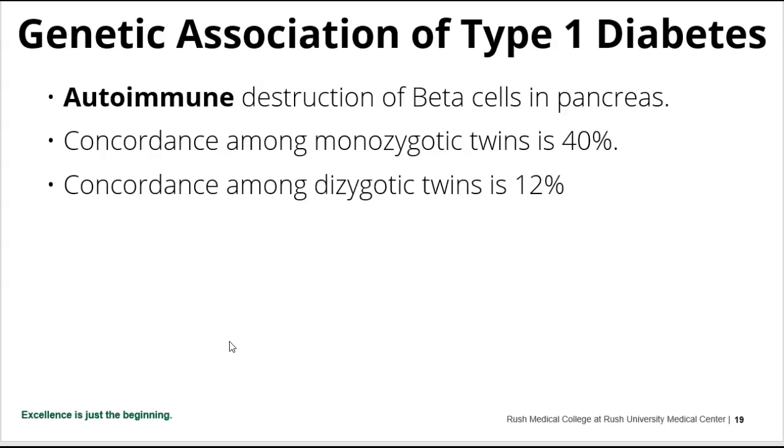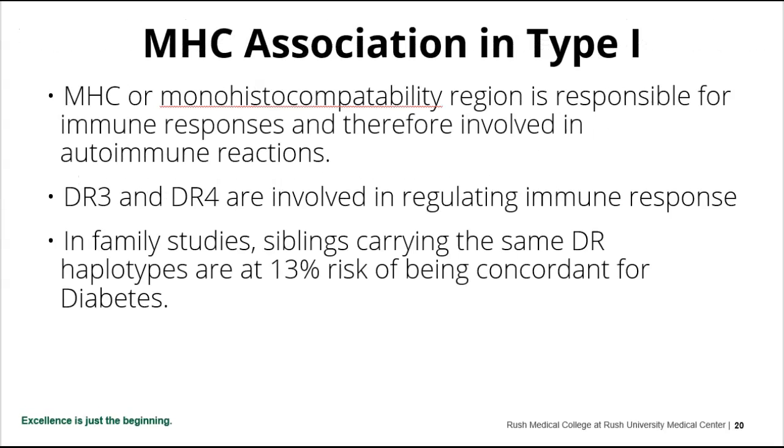So type 1 is really the autoimmune destruction of the beta cells in the pancreas. What triggers that? We're not exactly sure. Concordance among monozygotic twins, if one develops type 1, for the other is about 40%. So it's more common among monozygotic twins than the general population, and for dizygotic it's 12%, more common among siblings than the general population. This means there is a genetic component to type 1 diabetes, but it's far more than just genetics. So there's some trigger that we don't quite understand.